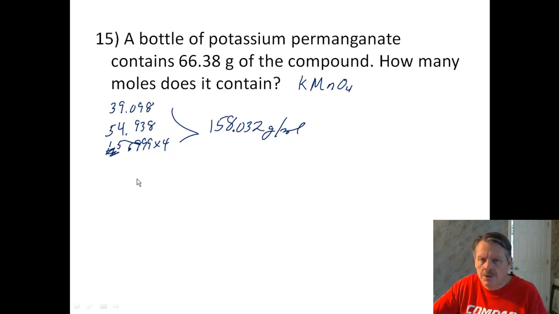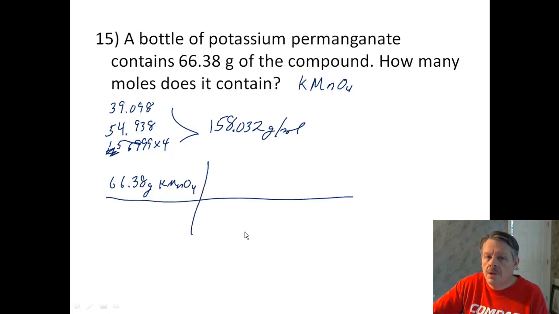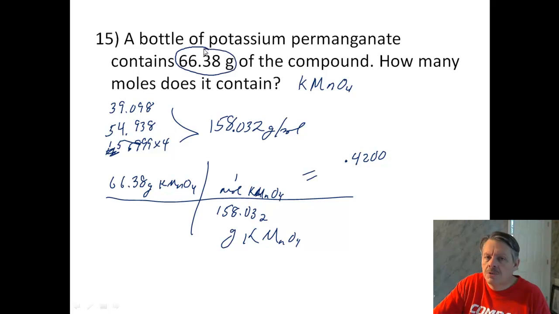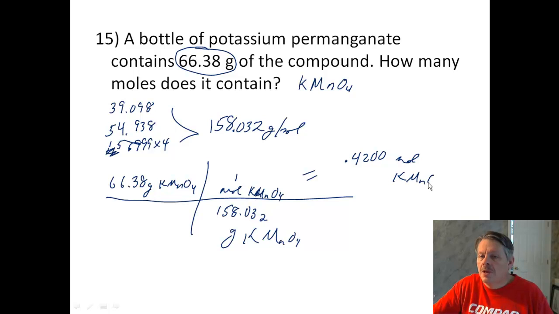All right, so now I can do my math. And I say 66.38 grams of KMnO4. I have to go from grams to moles of KMnO4. And in every mole, there are 158.032 grams. So my answer when I do the math is going to be 0.4200. Wow, why those zeros? Because I had 4 sig figs up here. 0.4200 moles of KMnO4.